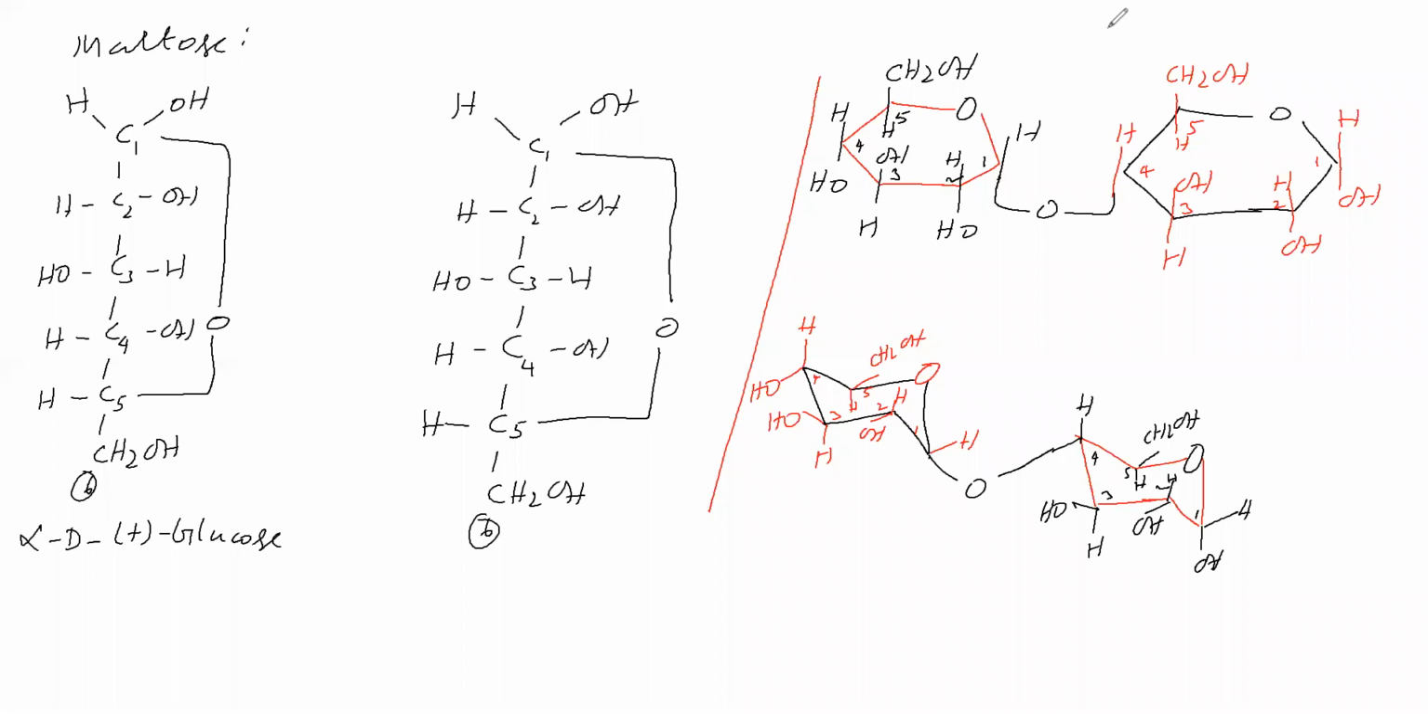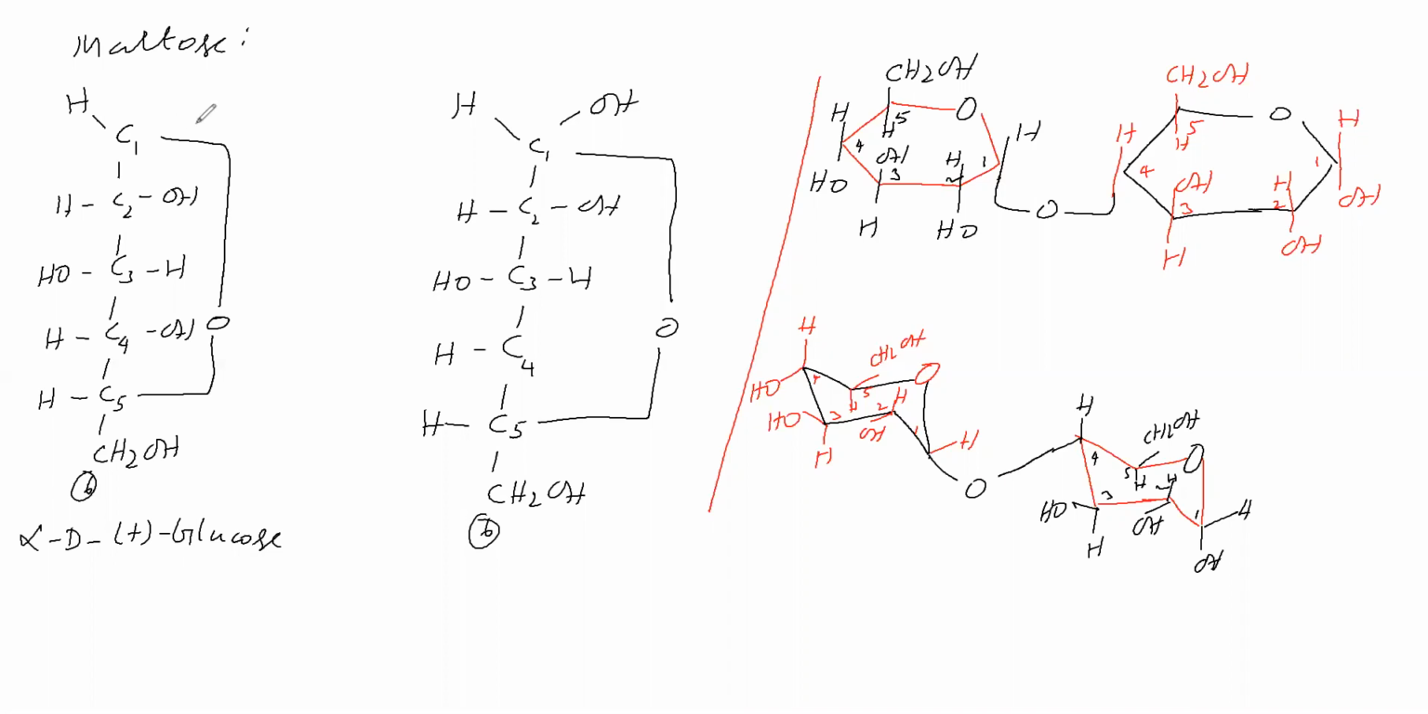Now we will give the glycosidic linkage. In the left side alpha D plus glucose, we will take the C1 unit. In the right side alpha D plus glucose, we will take the C4 unit. In the left side, the C1 OH group we will take. In the right side, the C4 OH group we will take. Now we will give the glycosidic linkage.